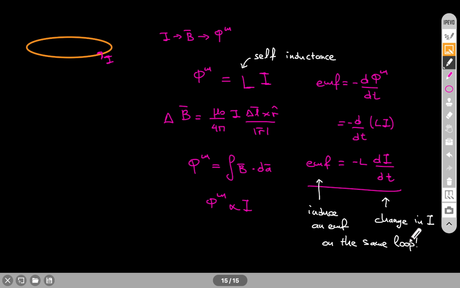Okay. This is the first time I mentioned this. A change in the current in a circuit, in the loop, will result in an induced EMF on the same circuit, on the same loop. And if you know this constant, the self-inductance, you can calculate that induced EMF.